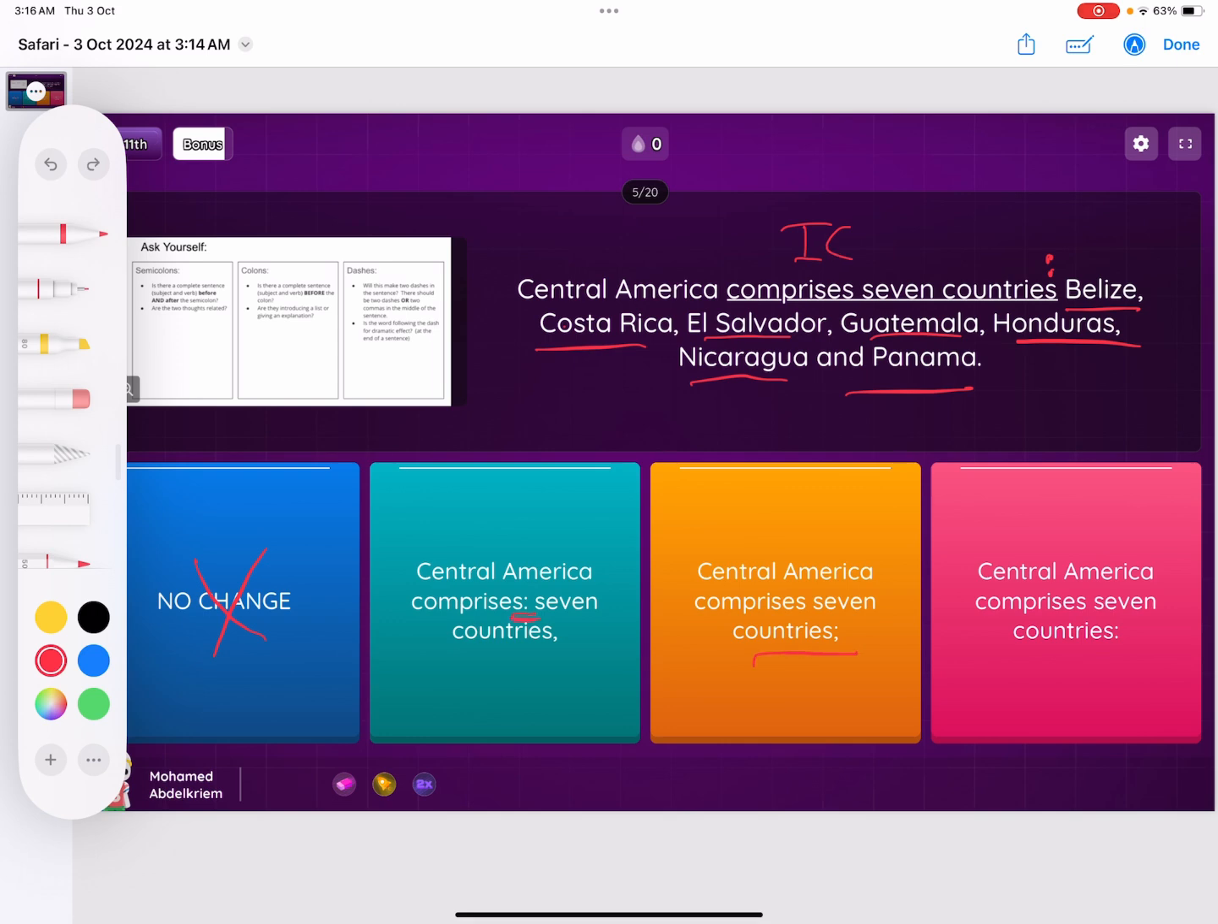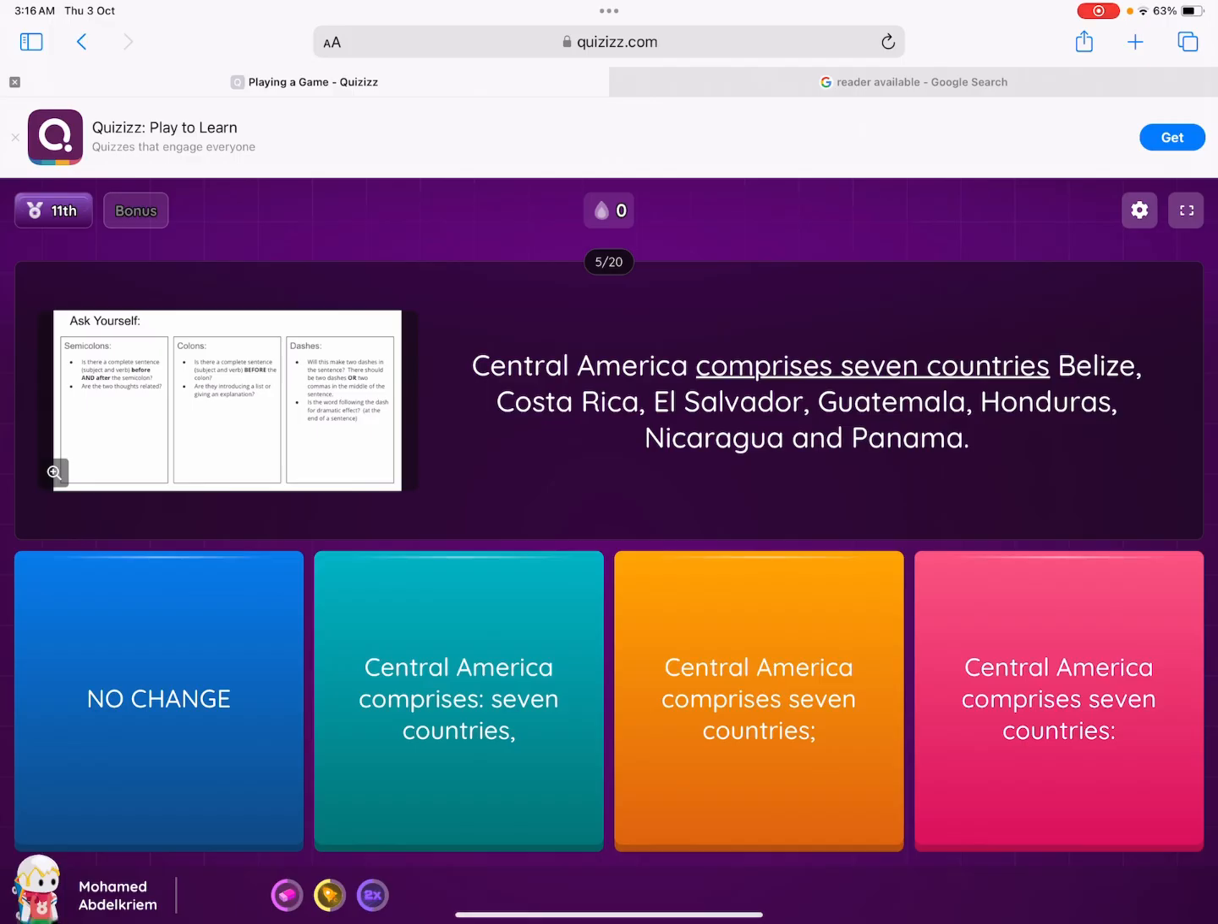While this one, he used a semicolon. It's incorrect as well because I cannot introduce a list using a semicolon. While the last one here, he used the colon and he used it in the correct place. So the red one is the correct answer. So let's pick it.